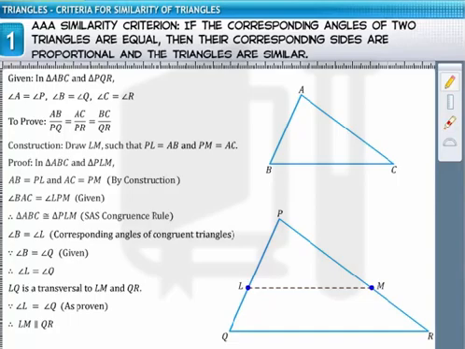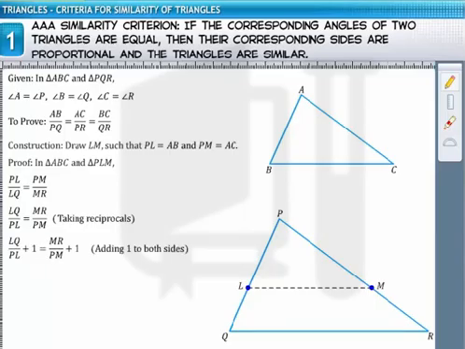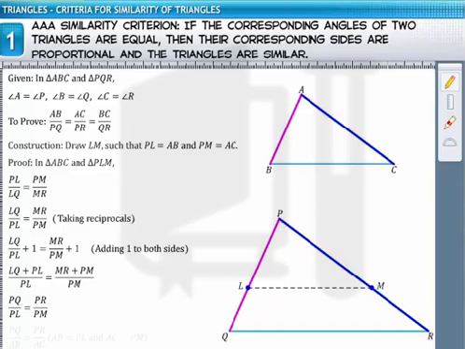Next, let's consider sides PL and LQ and sides PM and MR. By the basic proportionality theorem, PL upon LQ is equal to PM upon MR. That means these sides are proportional. Now, let's take the reciprocal of this equation. Let's add 1 to both sides of the equation and simplify it. Here LQ plus PL is equal to PQ, and MR plus PM is equal to PR. Through construction, PQ and AB are in the same ratio as PR and AC.